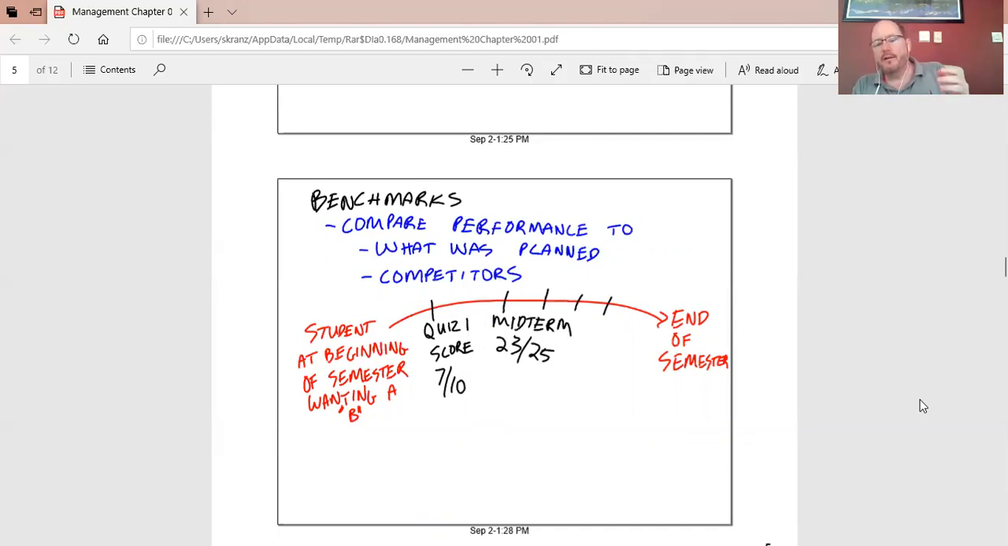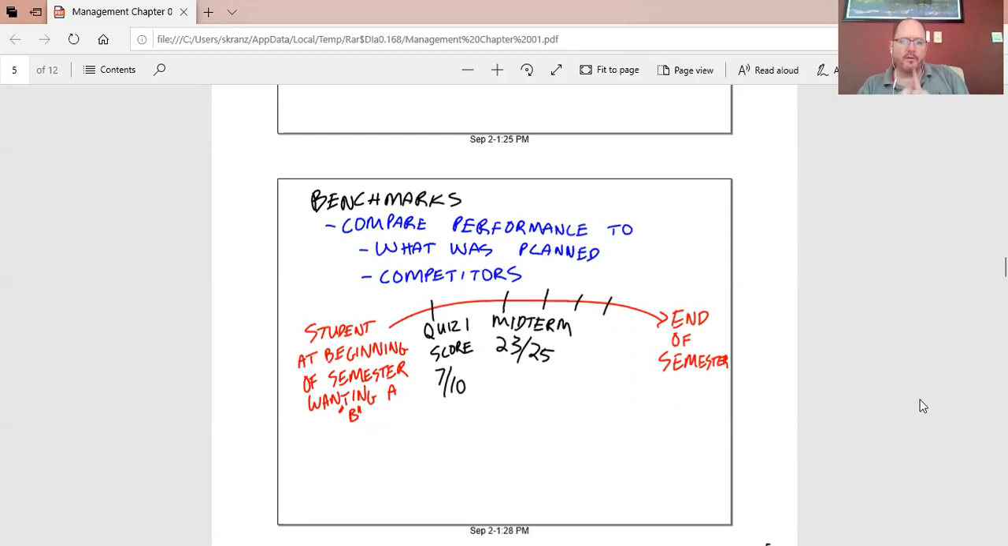Then you take the midterm and you score 23 out of 25. That's an A. You've gone beyond your goal of getting a B in the class. Okay? So again, benchmarks compare your performance to what you planned, or they compare to competitors. So if your plan was to get a B and you only score a 7, then you would be very sad. I'm not achieving my goal.